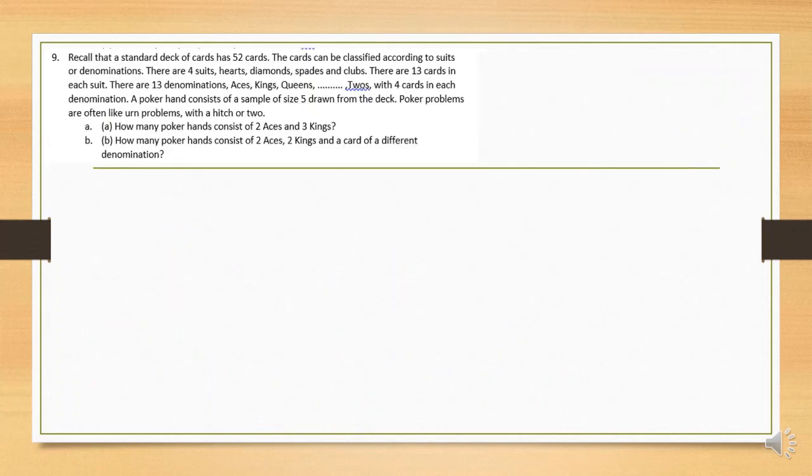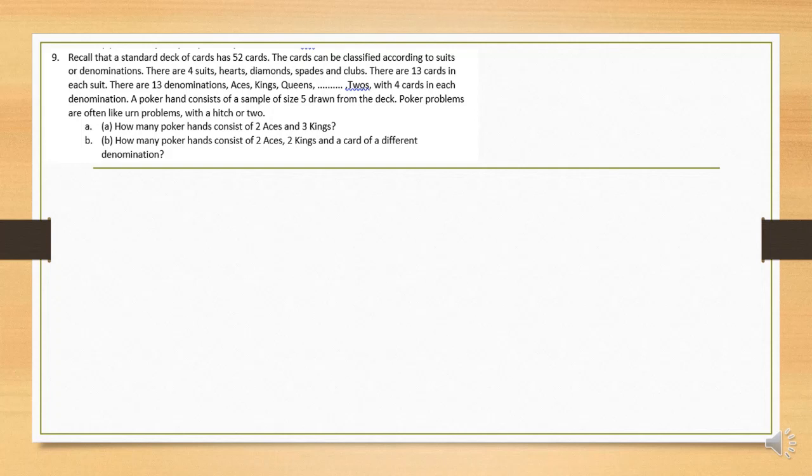Now, for our number 9, this is a problem about cards. Okay? So, na-discuss ko na sa inyo kanina yung mga suits, yung denominations or yung suits na hearts, diamonds, spades, and clubs, and how many cards do we usually consider for a deck of cards. So, 52 yun, ano? So, yung mga face cards at saka number cards natin. Okay? Ang mga problems about cards are often like urn problems. Or pag sinabi natin urn, it's a jar.